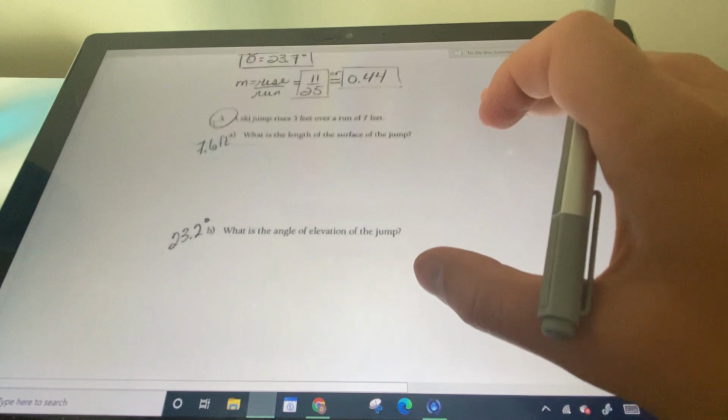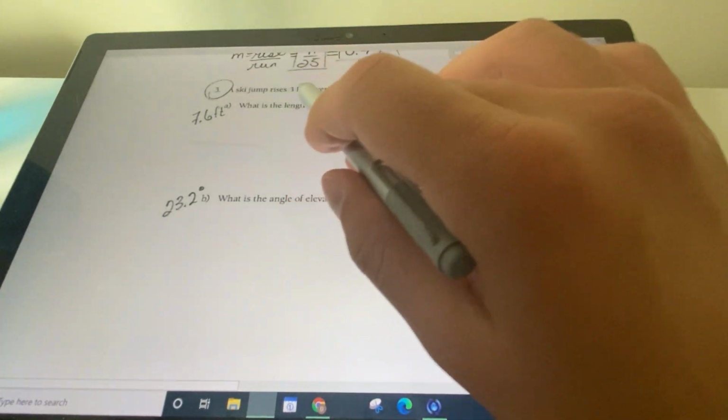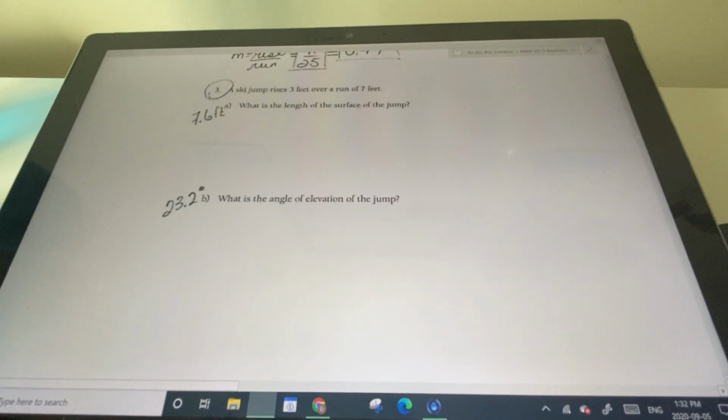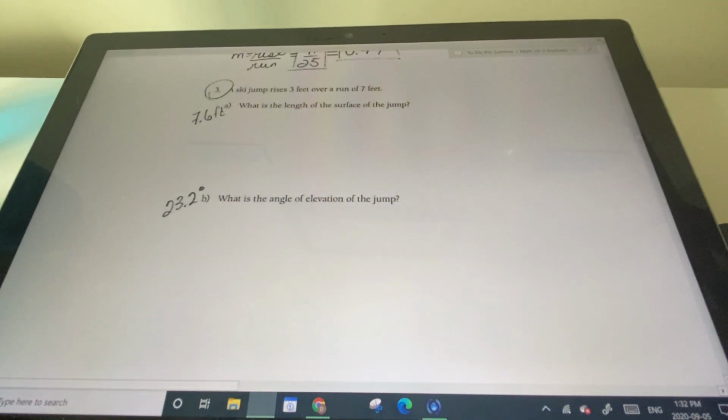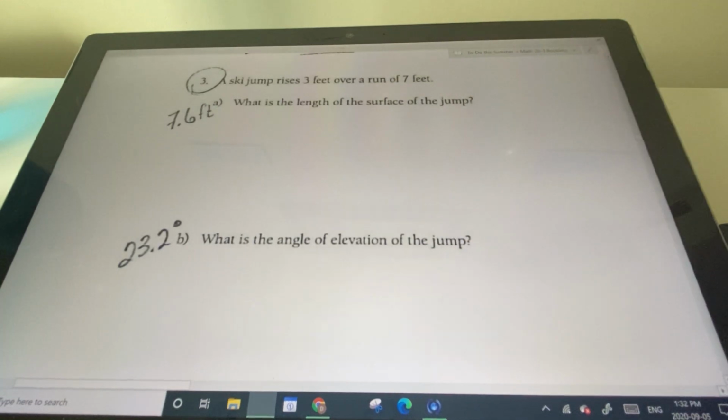So let's do a question together. A ski jump rises 3 feet over a run of 7 feet. Okay, so we have a rise over run now. We're dealing with slope. What is the length of the surface of the jump? Okay, so now you have to start using diagrams. Okay, they're always going to look like triangles.